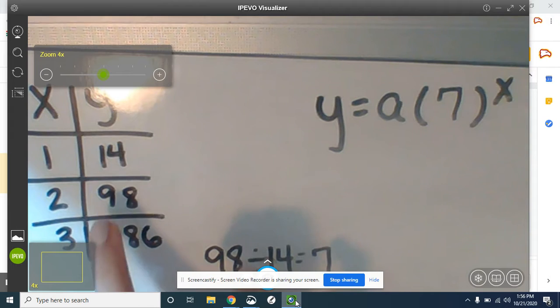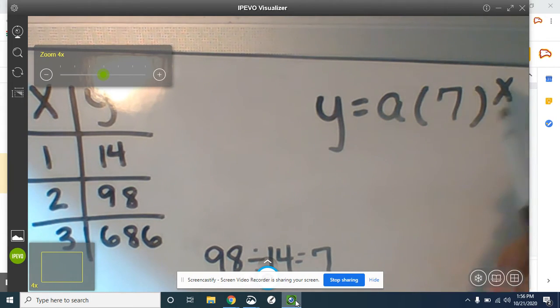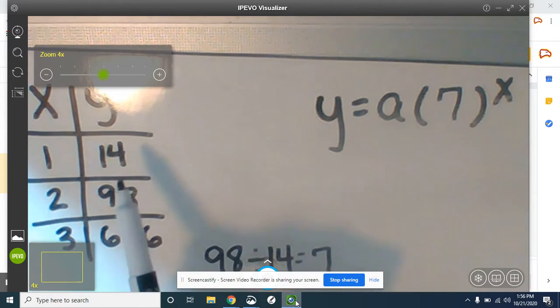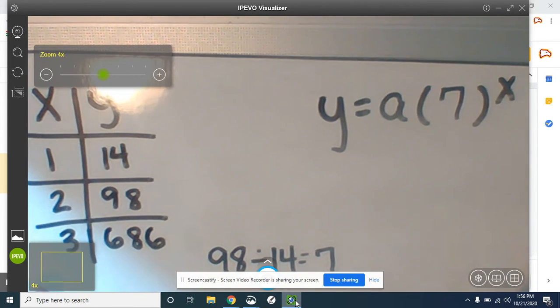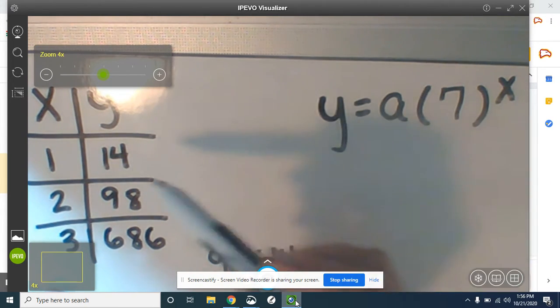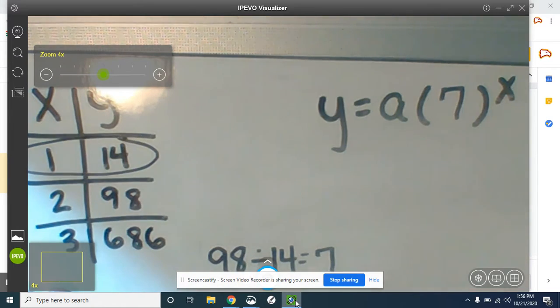And we can check it also. 98 times 7, I'm grabbing a calculator. 98 times 7 does give us 686. So we know we're correct. Now we're missing A. But it looks like we're missing a whole lot more because we don't have an X or a Y. But we have a table here that is full of X's and Y's. So I'm going to choose the easiest one I can to substitute. I'm going to substitute in 1, 14.